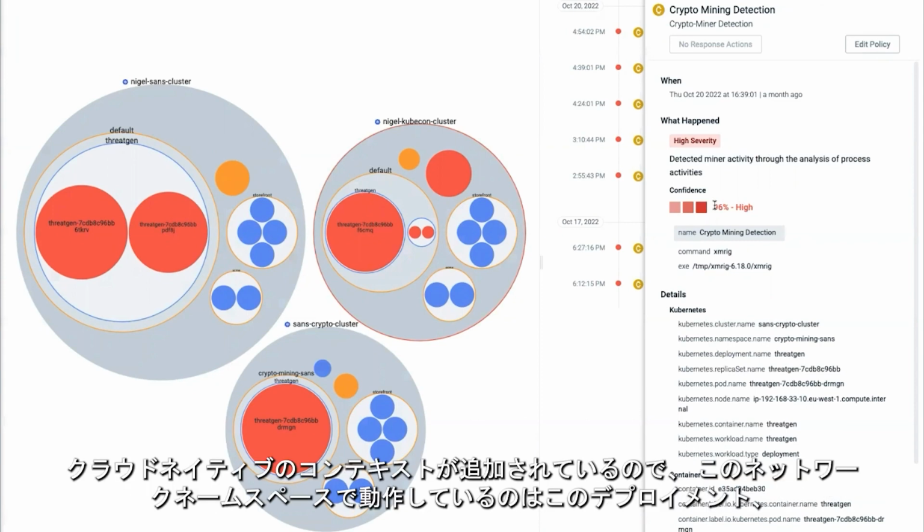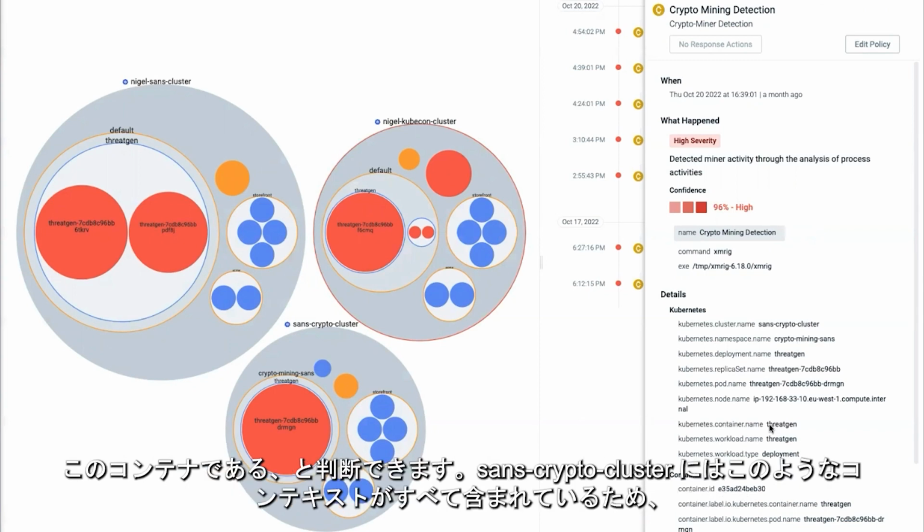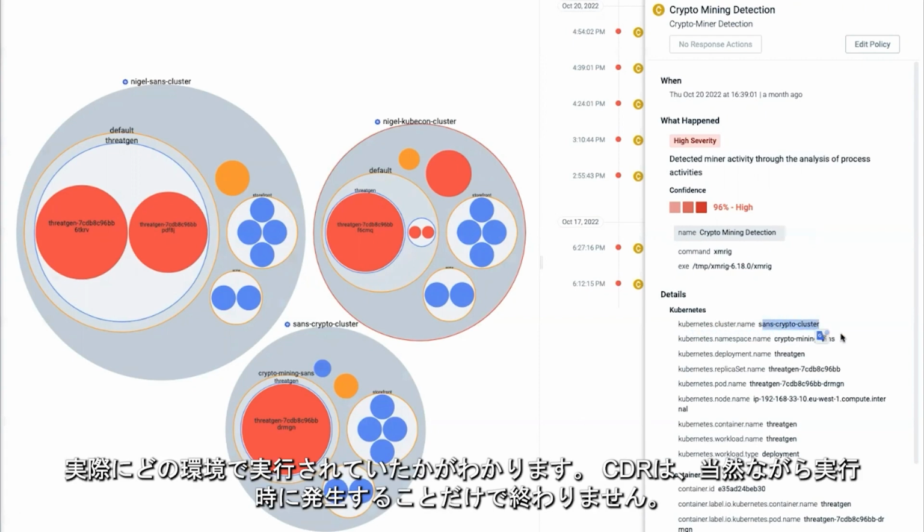But because you have the additional cloud native context, you can say, okay, it was this deployment, this container running in this network namespace. We have all of this context within the cluster name, so we know which environment it was actually run in.